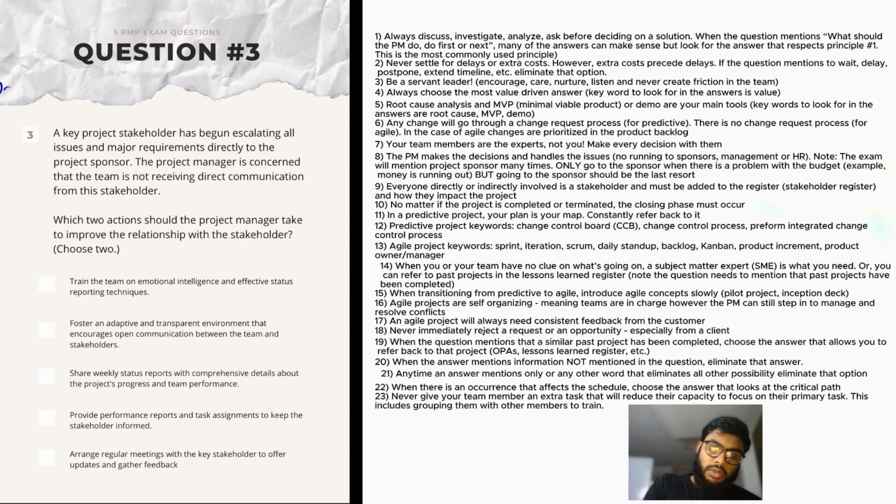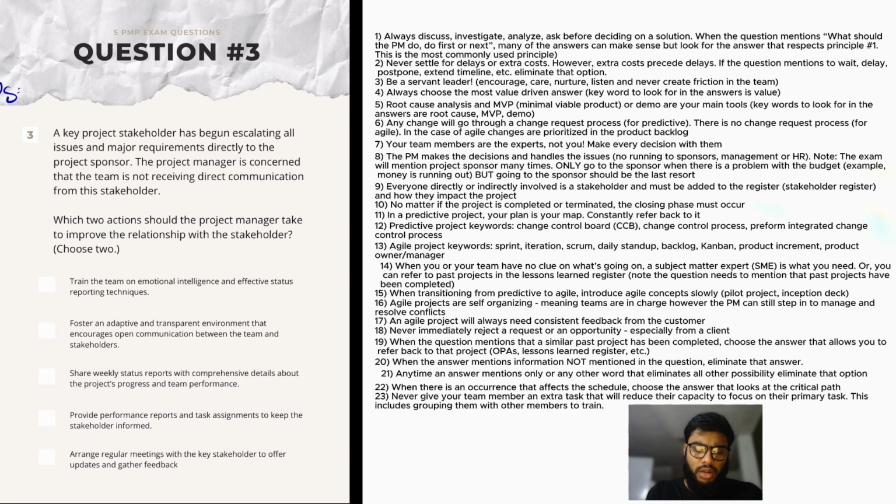So the problem statement here, let's just note that down. A key project stakeholder has begun escalating all issues and major requirements directly to the project sponsor. The PM is concerned that the team is not receiving direct communication from the stakeholder. Which 2 actions should the project manager take to improve the relationship with the stakeholder?